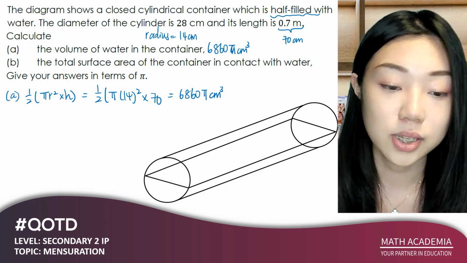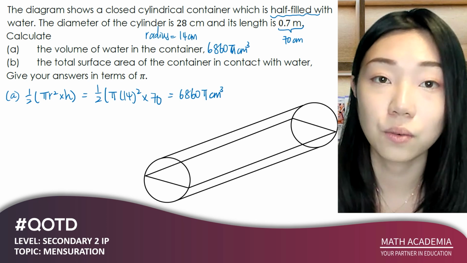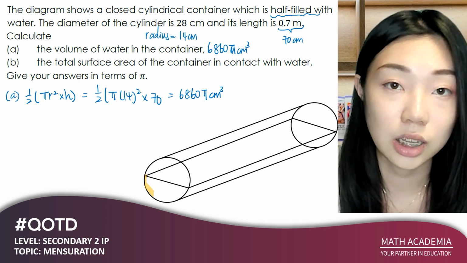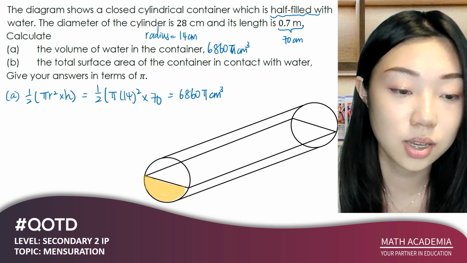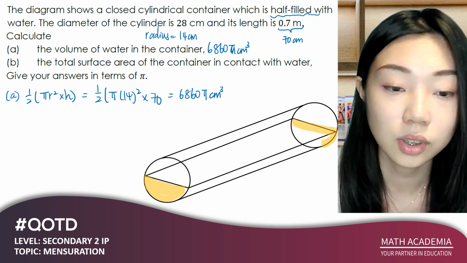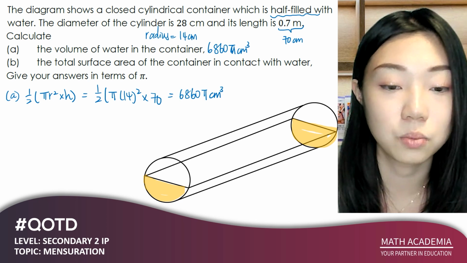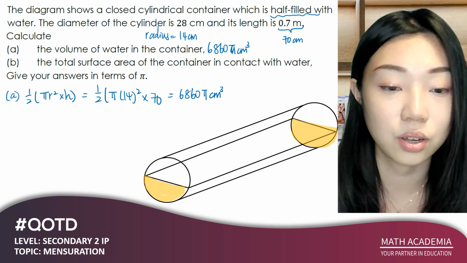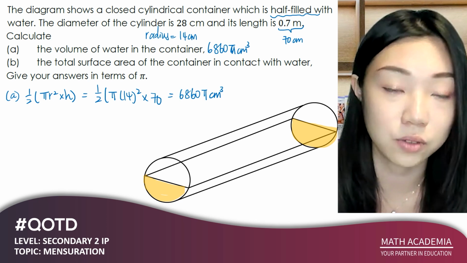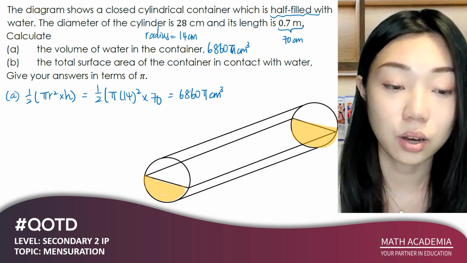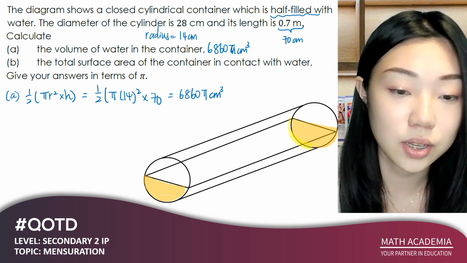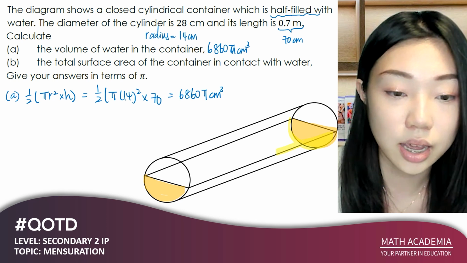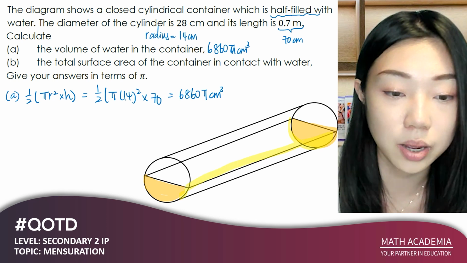So let's first highlight the surface area of the container in contact with water. We have two semicircles here. So 2 halves of the circle will give me a complete circle. So to find the surface area for these two parts, I would just have to take the area of a circle. Next would be the curved surface area in contact with water, which is this part over here.